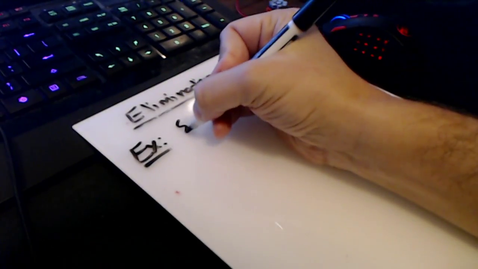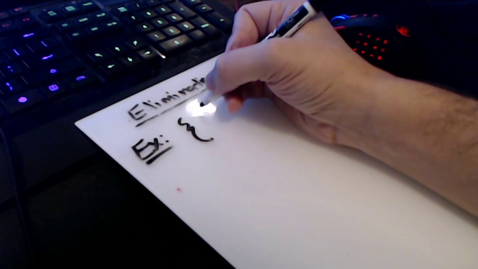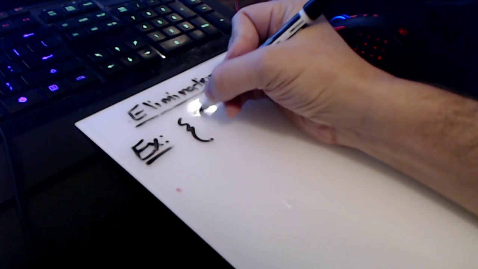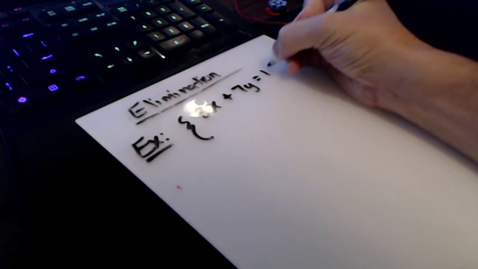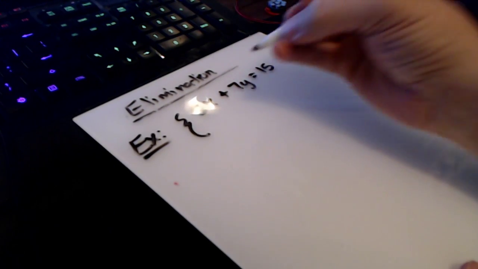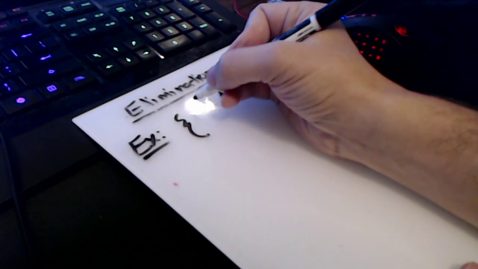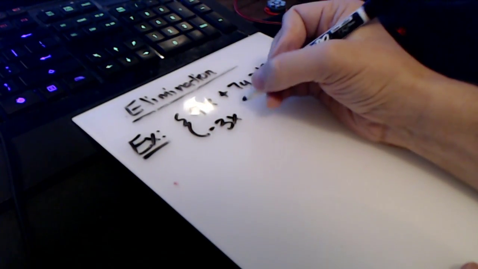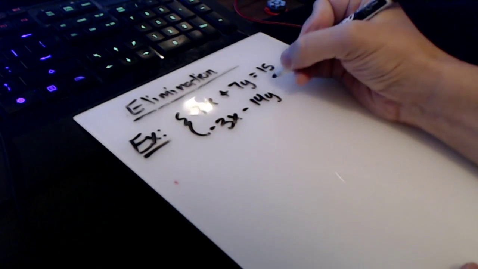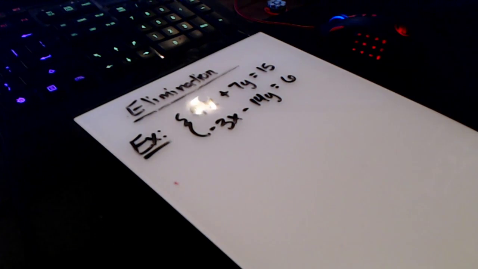All right, so if we're doing elimination of a different problem, let's think. Let's say 3x plus 7y equals 15. And then we'll do, actually, let's change this. Let's make this 9. That way we'll do a negative 3x minus 14y equals 6. And just see what happens.